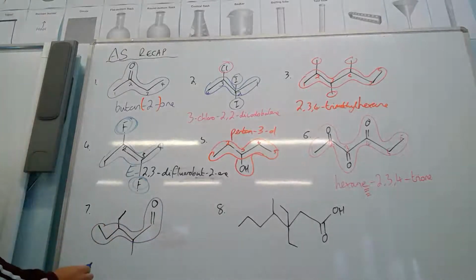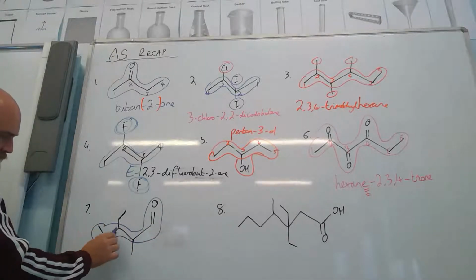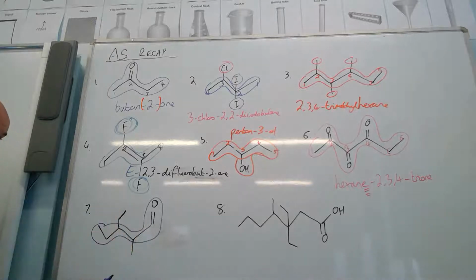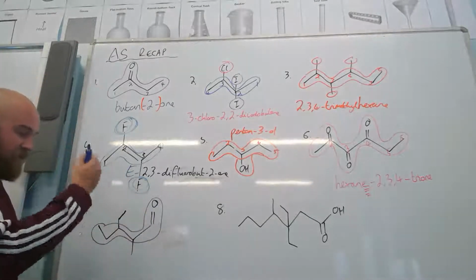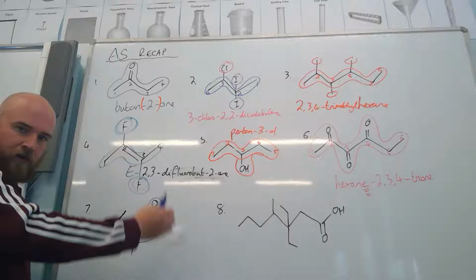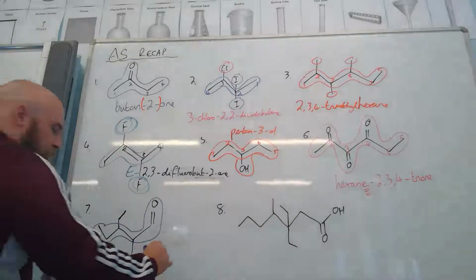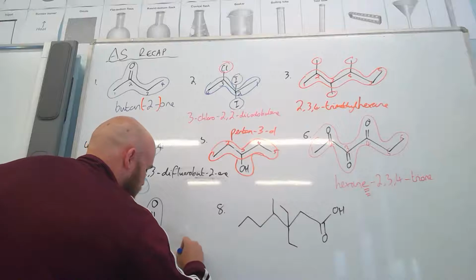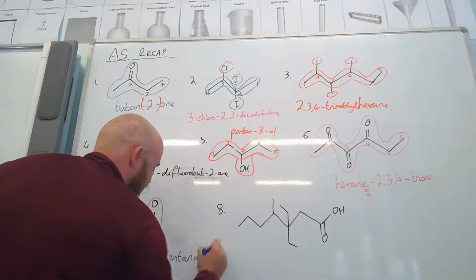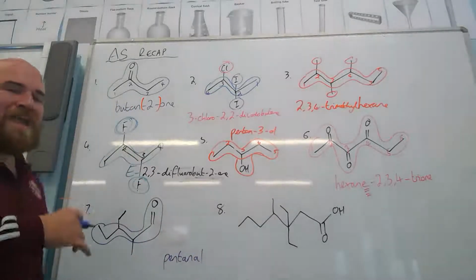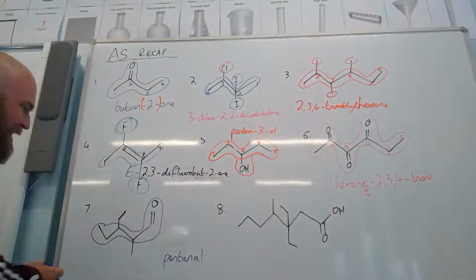So what's that purple bit then? We'll ignore the branches for now. It's 1, 2, 3, 4, 5. So it's an aldehyde, and there are 5 carbons. The aldehyde's always at the end of the chain, so you don't actually need a number for it. So it's 5 carbons, pentanal, not pentanol, pentanal, all right?